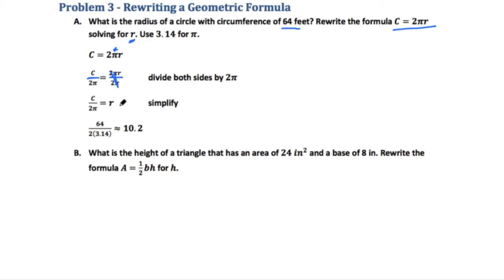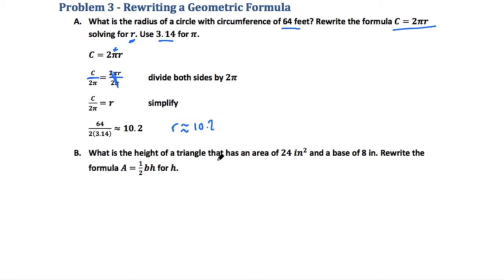Since we're going to use approximately 3.14 for pi, and we were given 64 for the circumference, 64 over 2 times 3.14 is approximately 10.2. So our radius is approximately 10.2. Great. So let's use another example.